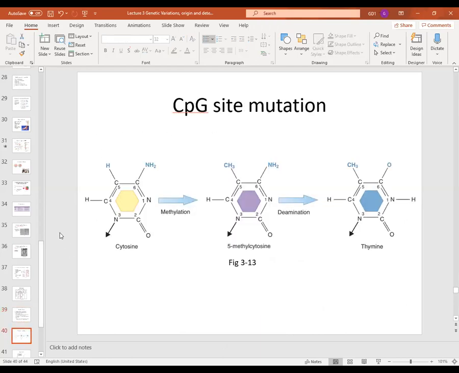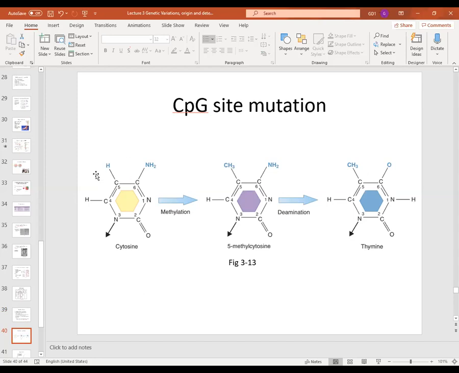Okay, the next slide will explain the CpG site mutation. We have a cytosine here. Cytosine and thymine are very similar. But at the CpG site, especially C and G, there is a mechanism related to epigenetics. So we have a kind of methyl group added in here, on the C.